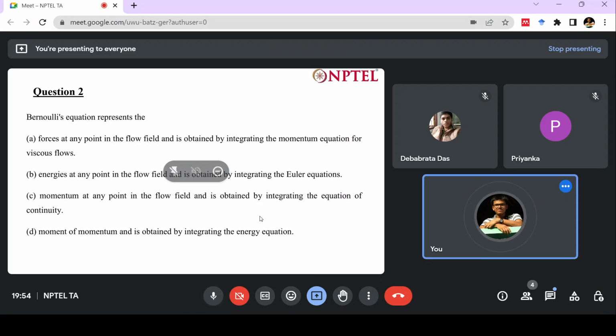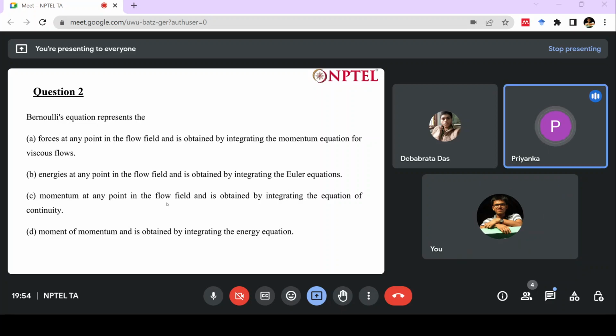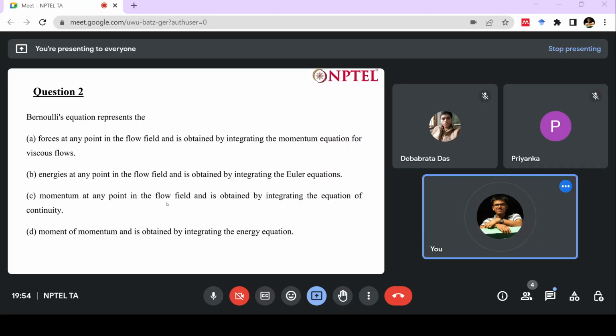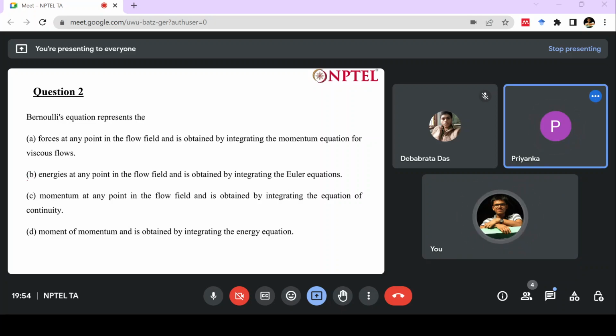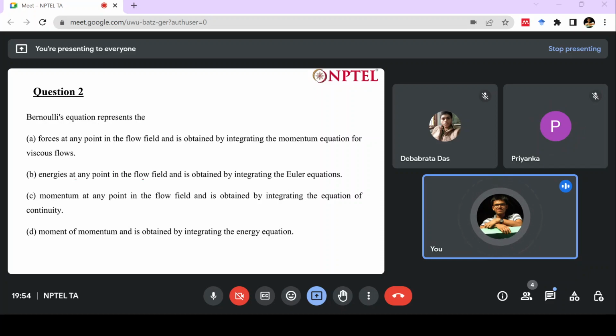Hello. So can you tell me which option will be correct? Here they are asking what Bernoulli's equation basically is. So which of these following options is correct? B, or D? Second one. Okay. Energy at any point in the flow field, obtained by integrating the Euler's equation. Now this is absolutely correct.